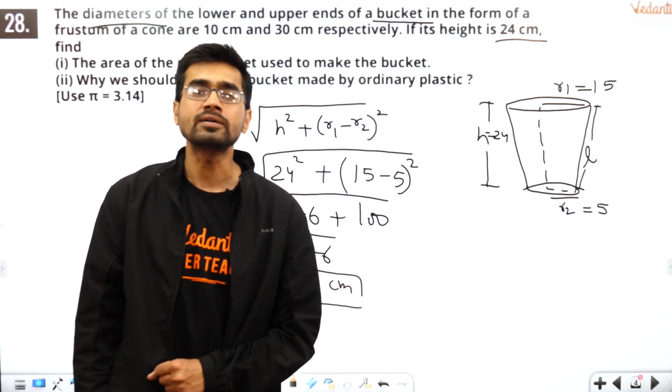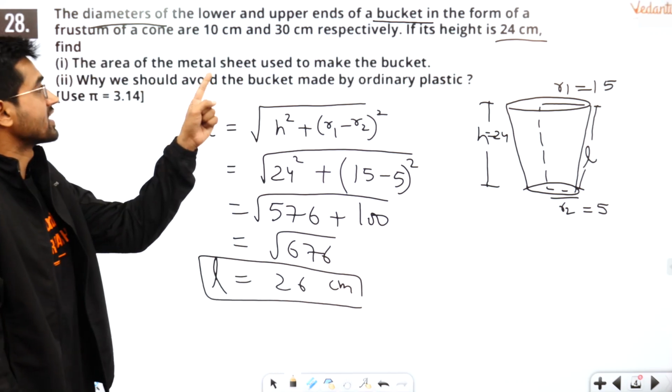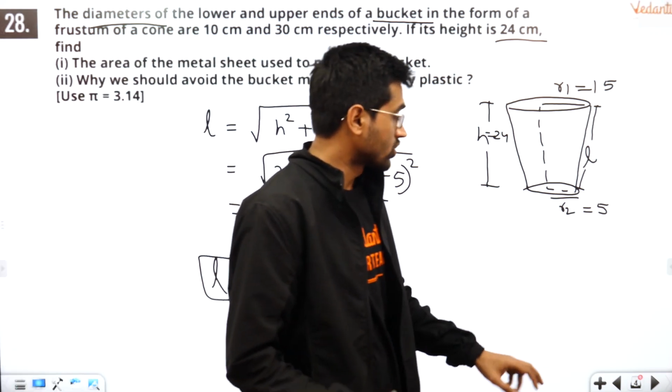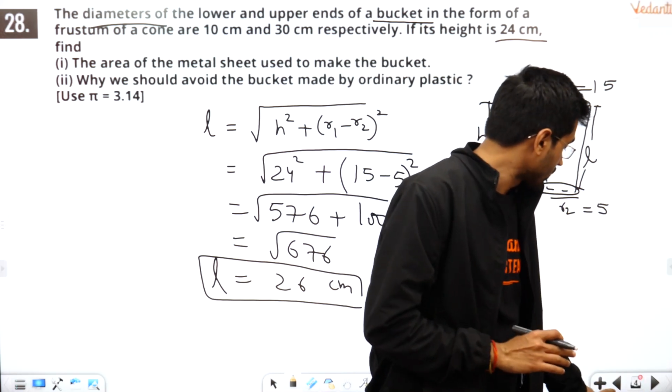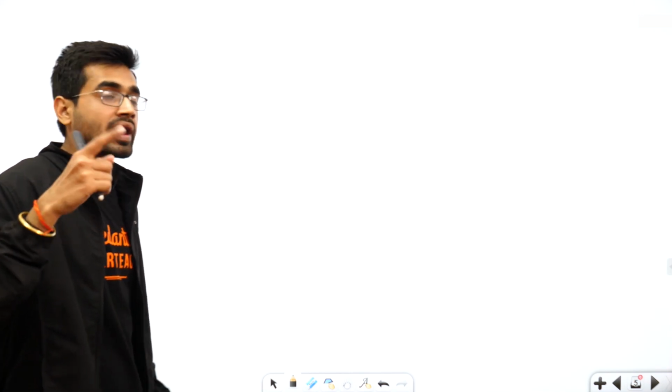Now we want to find the curved surface area because we want to find the area of the bucket, and we also want to find the base area. Remember the base is R2, so it will be pi R2 square.